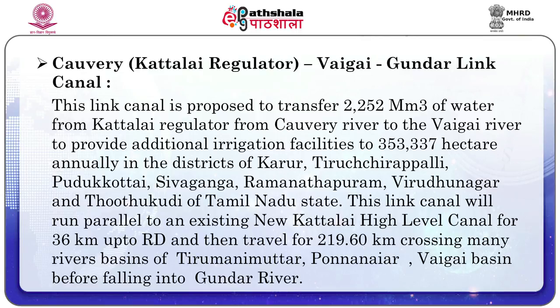Kaveri-Vaigai-Gundar link. The Kaveri-Vaigai-Gundar link canal is proposed to transport 2,252 million cubic meters of water from the Katalai regulator of the Kaveri River to the Vaigai River to provide additional irrigation facility to 3,53,337 hectares annually in the districts of Karur, Tiruchirappalli.